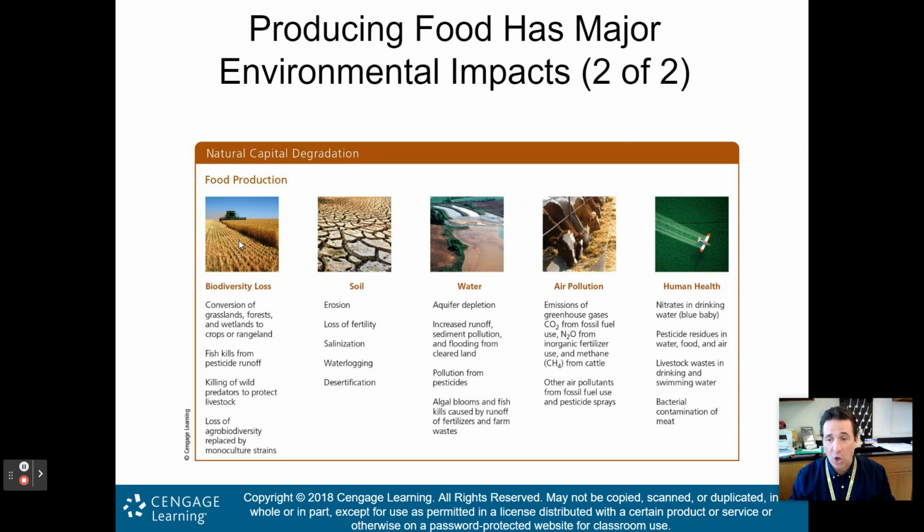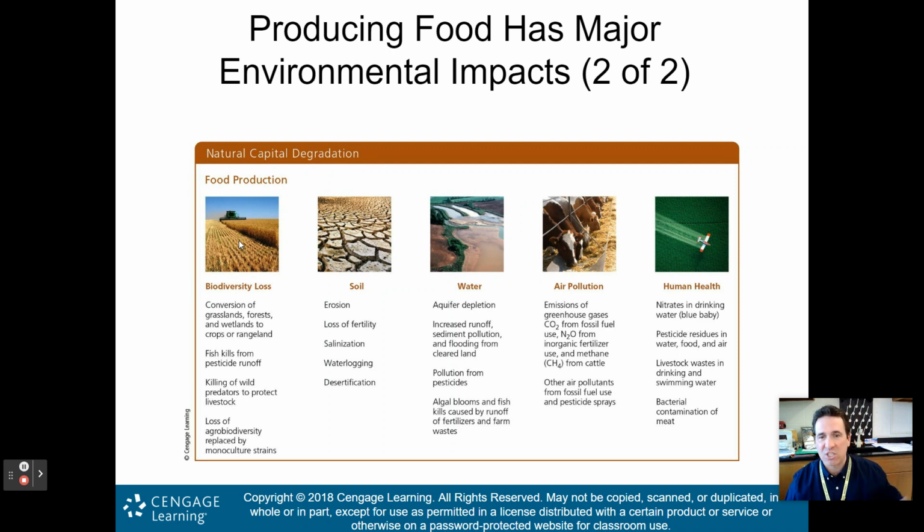So you have this salt that's left over, waterlogging, and again, desertification, when you actually turn an area into a desert because you have used it so much for planting. Water issues, aquifer depletions, increased runoff, sediment pollution, and flooding from that cleared land, pollution from the pesticides. We talked about that. There were more. We talked about the eutrophication, the algae blooms, and fish kills caused by runoff of fertilizer and farm waste.